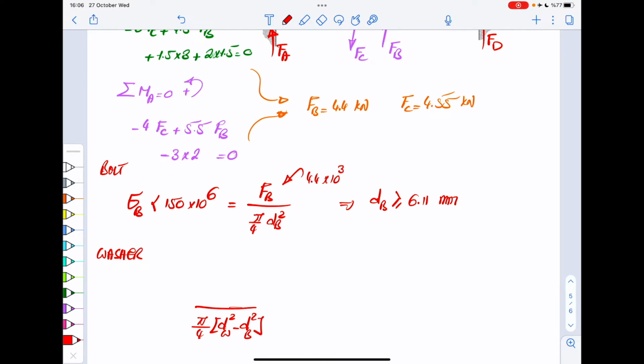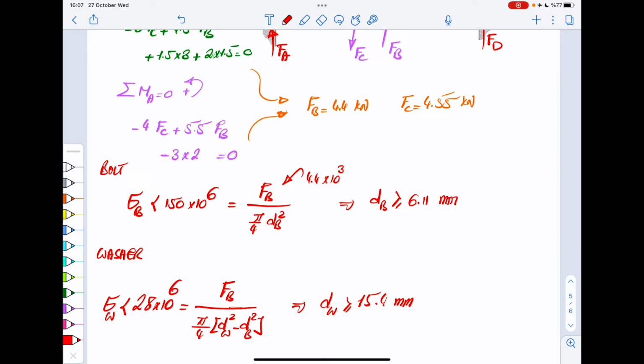So that, and then the force that is applied to it is the same as FB, and the stress for that should be 10 to the power 6. Okay, so this is, let's say, sigma for the washer. It must be less than that. So that tells you the W must be larger than 15.4 millimeters, I think.